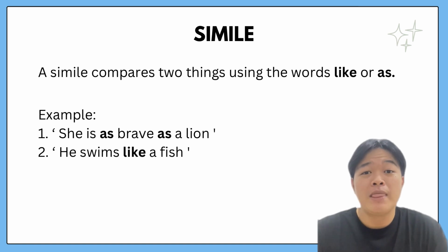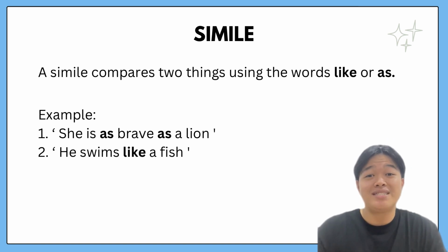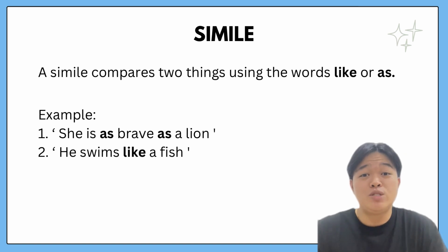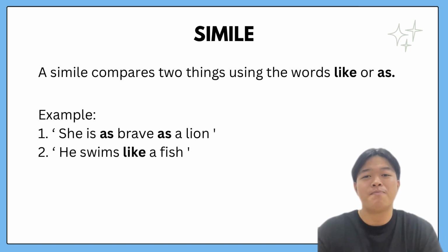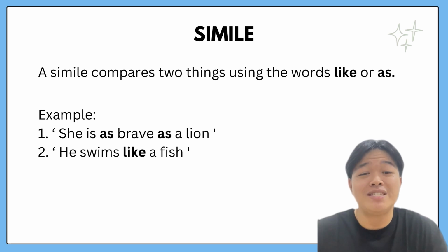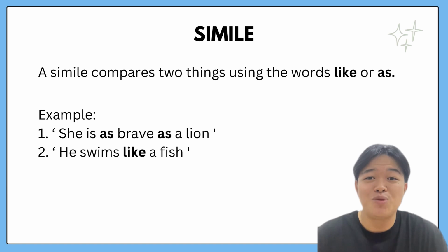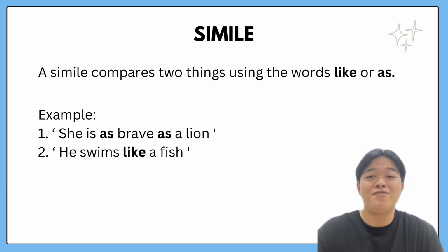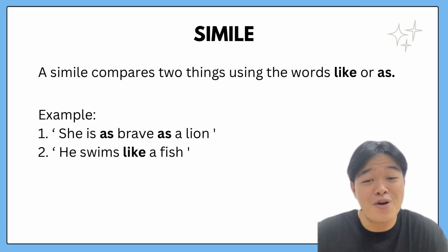Here's an example. She is as brave as a lion, and that doesn't really mean that she's actually a lion. It's just a way to show how brave she is. Another one, he swims like a fish, and that means that he's a really good swimmer. So now, let's try it together. Can you think of a simile to describe something you love? Maybe the cake is as sweet as honey, or I feel as light as a feather. Take a moment to think of your own.